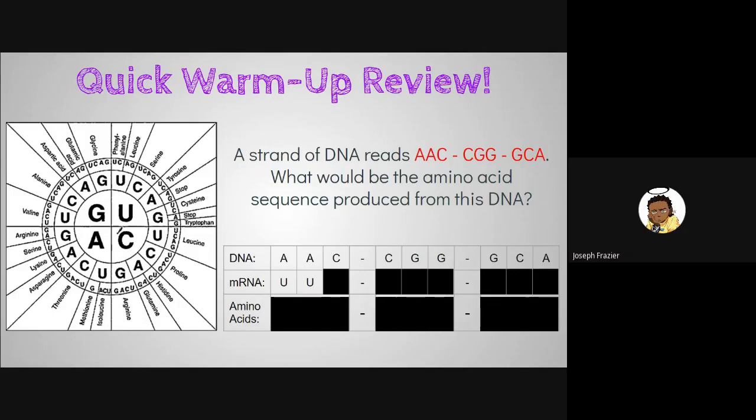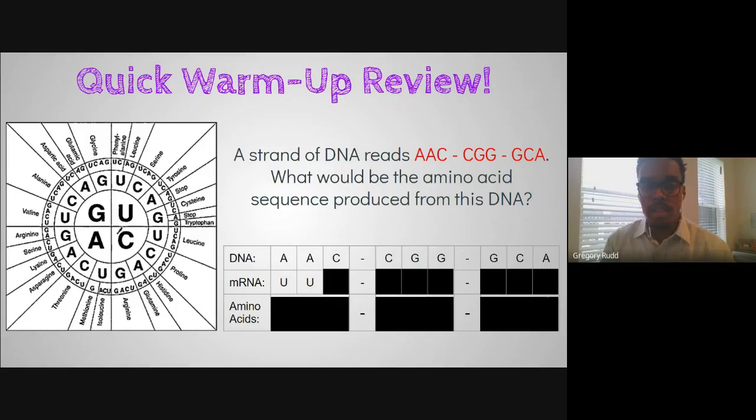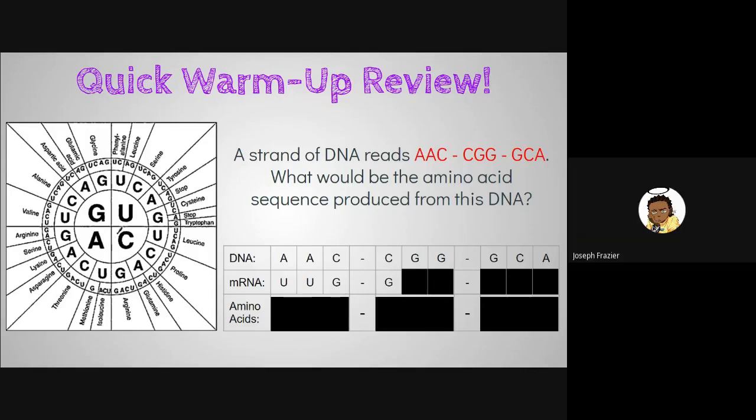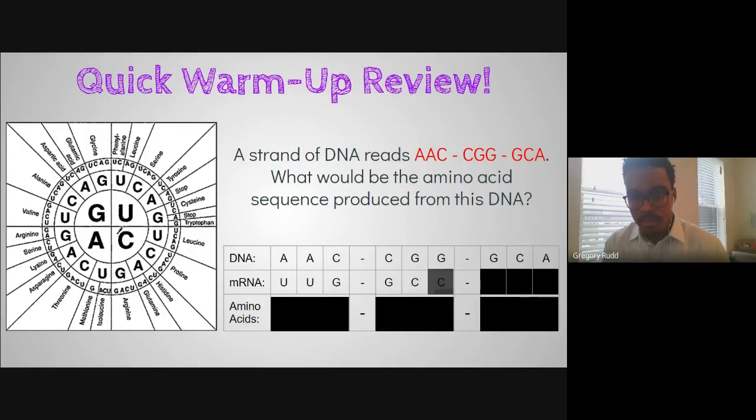It's transcribed to G. Good. And then C again becomes G. What happens to G? Transcribes to C. Excellent. And then C becomes G again, and we've got another U.